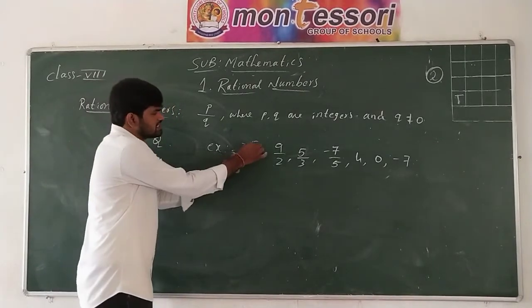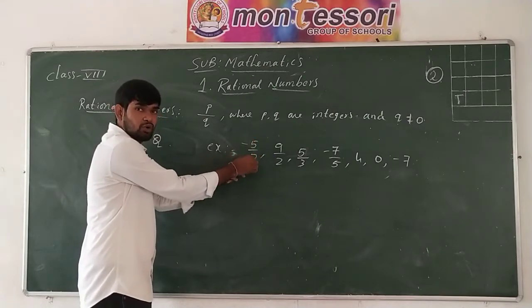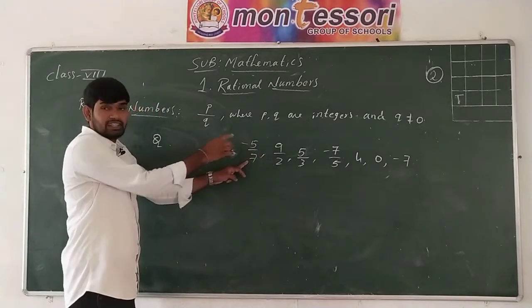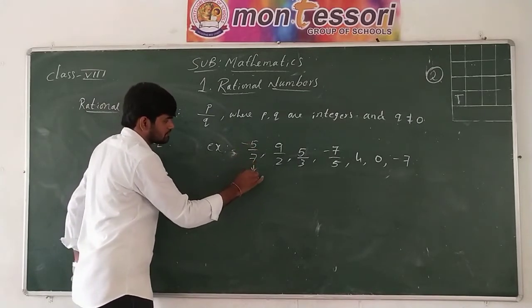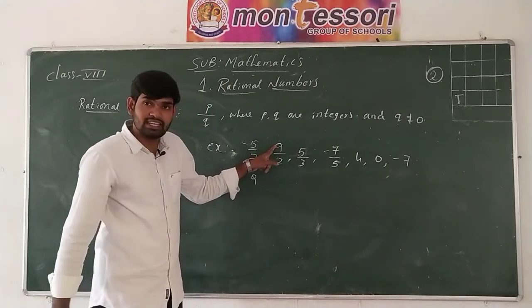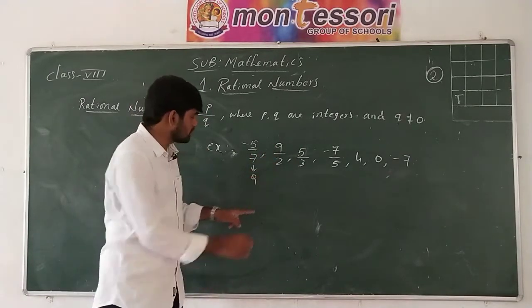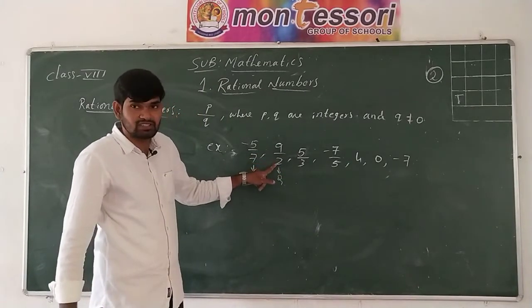Minus 5 by 7, it is in the form of p by q. What is p here? Minus 5 and q is 7. Both are integers, so we call it a rational number. So now minus 5 by 7 is a rational number. And what about 9 by 2? What is 9? It's an integer. 2 is also an integer, so it is also a rational number, because it is in the form of p by q and the denominator is not equal to 0.